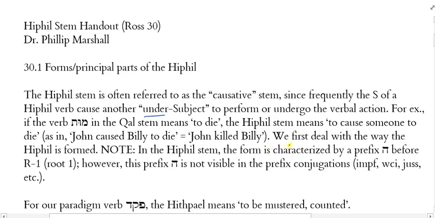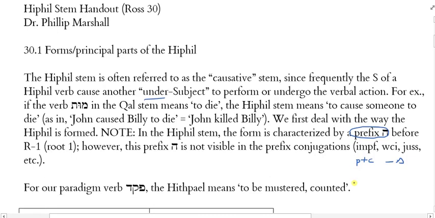There's some other semantics that are involved. We'll look at those a little bit later. What we want to deal with, first of all, is how to form the Hifil stem, okay? And here's the real key. In the Hifil stem, the form is characterized by a prefix hey. That prefix hey is characteristic of the Hifil. So think about the name Hifil. Do you see the H in Hifil? That's supposed to tell you. You've got a hey prefix that's going to go before root one. But that prefix hey will not be visible in the prefix conjugations. That is to say, anytime I have a prefix, I'm not going to see the hey. And in the participle, I'm going to have a prefix mem, and so the hey will be missing as well.